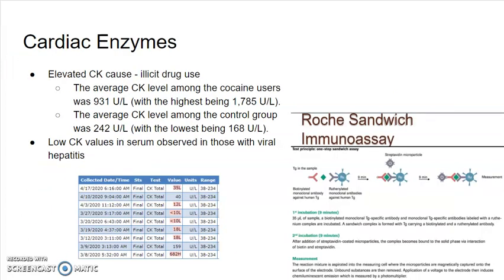So next I looked at the chemistry results, specifically creatine kinase. Upon admission on March 8th, she had very high levels. She had 682 units per liter, whereas the average level among cocaine users is 931, so very similar. And then the average among a control group, a normal population, would be around 242 units per liter.